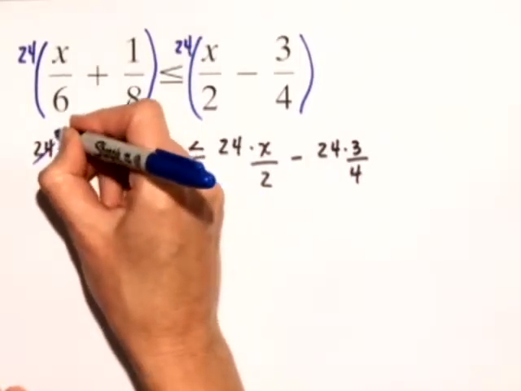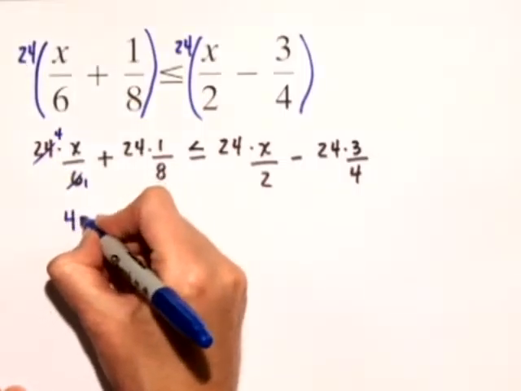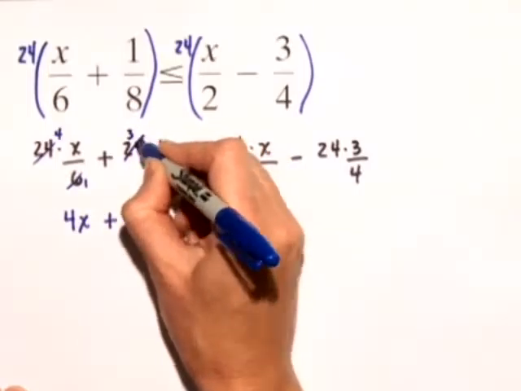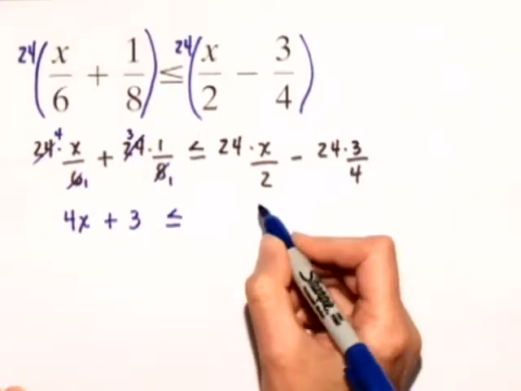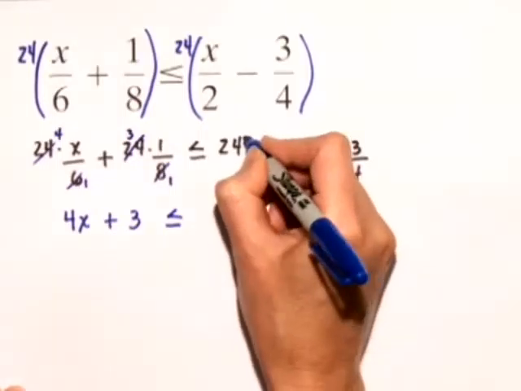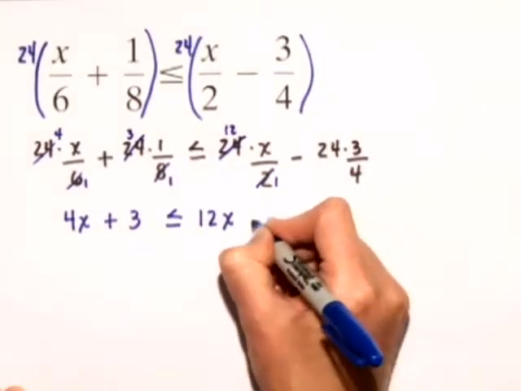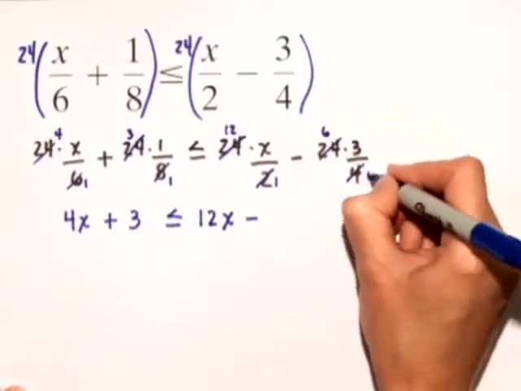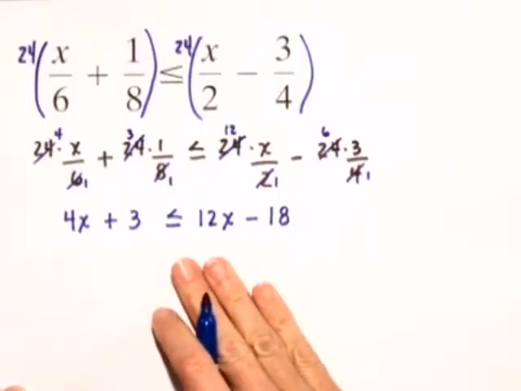24 divided by 6 gives us 4 over 1, so we have just 4x. Plus 24 divided by 8 gives us 3 over 1, and we just have 3. Is less than or equal to 24 divided by 2 gives us 12 over 1, and we have 12x, minus, notice 24 divided by 4 gives us 6 over 1, and we just have 18. Now we have an inequality to solve that does not involve fractions.